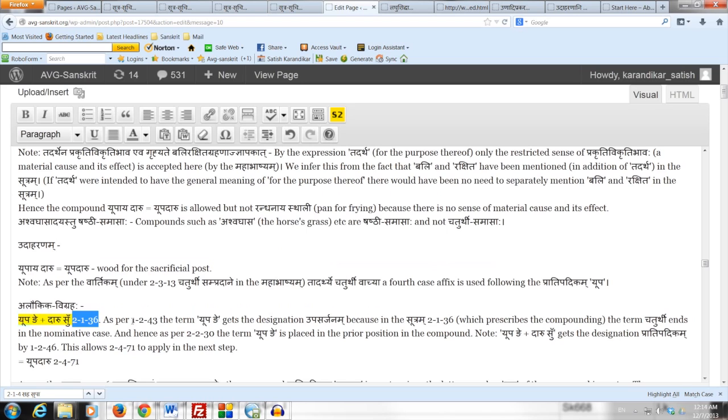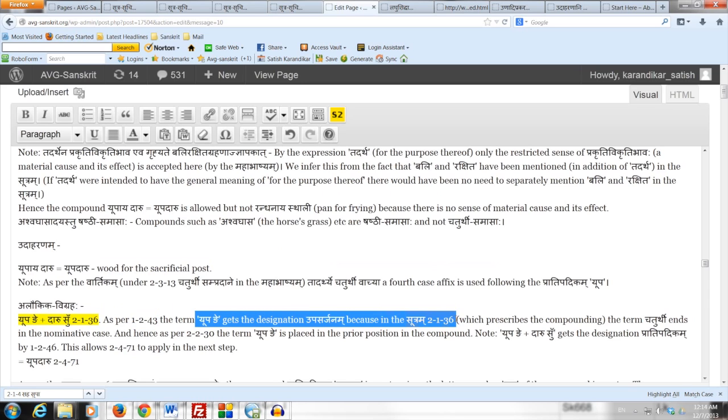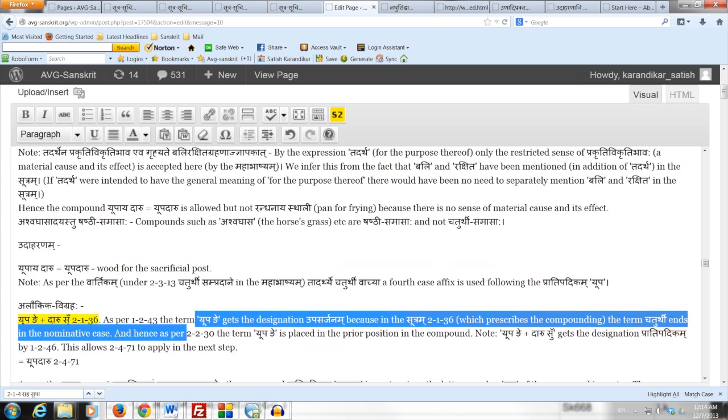Now the usual steps as per 1243. Prathama Nirdishtam Samasa Upasarjanam. Yupa Nye gets the designation Upasarjanam because in the Sutram 2136 which prescribes the compounding, the term Chaturthi ends in the nominative case. And hence as per 2230 Upasarjanam Purvam, the term Yupa Nye is placed in the prior position in the compound.